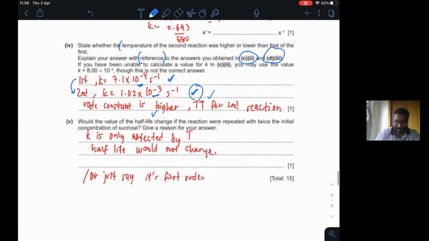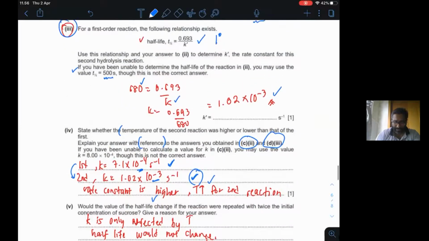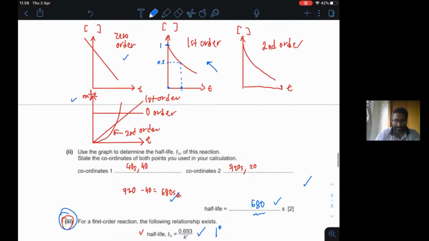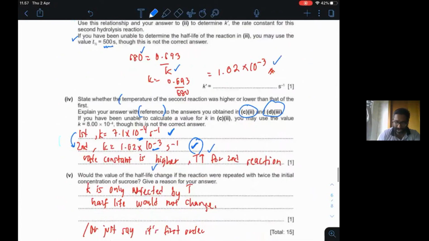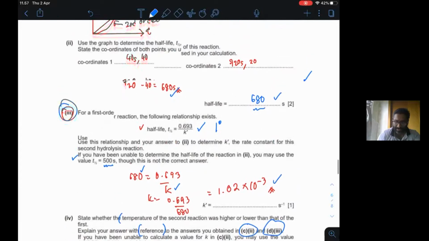Now, will the value of the half-life change if the reaction was repeated with twice the initial concentration of sucrose? And give a reason for your answer. I'll repeat again. We are talking about this particular reaction, because it's a first order reaction. They're asking whether, if you increase or double the concentration, will it make the half-life change? What do you think?